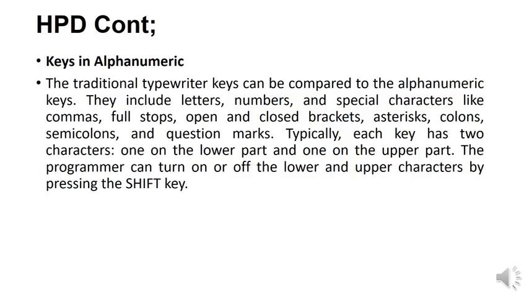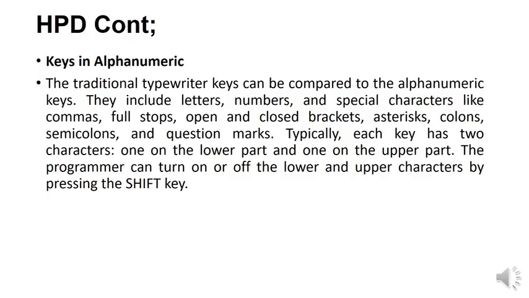So now we have the alphanumeric keys. A traditional typewriter key can be compared to alphanumeric keys. They include letters, numbers, and special characters. Here we say special characters: comma, forward slash, backslash, question mark, colon, semicolon, open bracket, asterisk, everything that is stated here. Typically, each key has 2 characters, one on the lower part and the other on the upper part, lower and upper cases, whereby you have to press shift to get the other function of that same key.